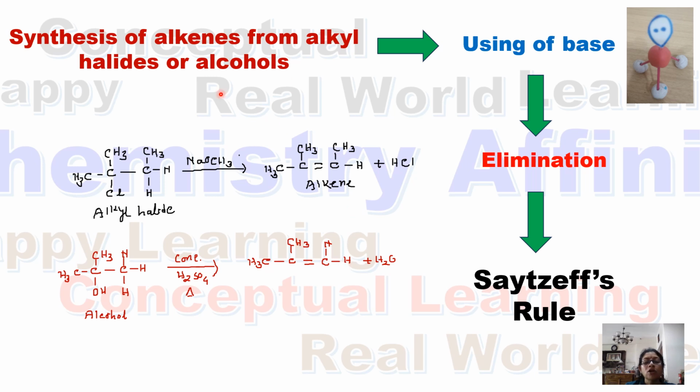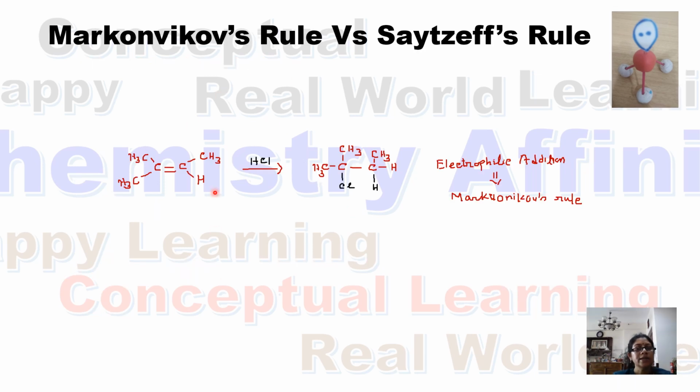Let's summarize Markovnikov's and Saytzeff rule. When alkene is treated with HCl, HBr, HI or water, the nucleophile attacks the carbon which is more substituted. So this is called Markovnikov's rule. From the alkyl halide or alcohol in presence of sodium methoxide or any other strong base, it undergoes elimination and we get alkene. This time it follows the Saytzeff rule. So that means Markovnikov's rule is followed in the electrophilic addition mechanism and the Saytzeff rule is followed in the elimination mechanism.